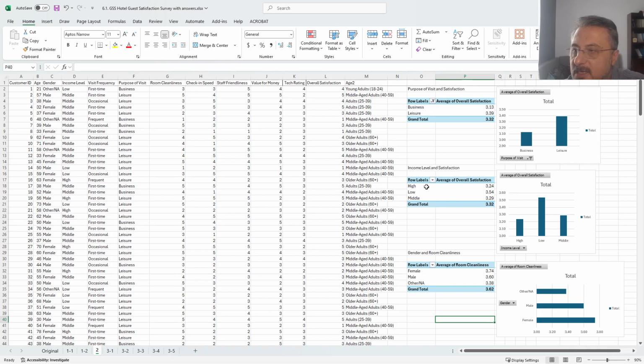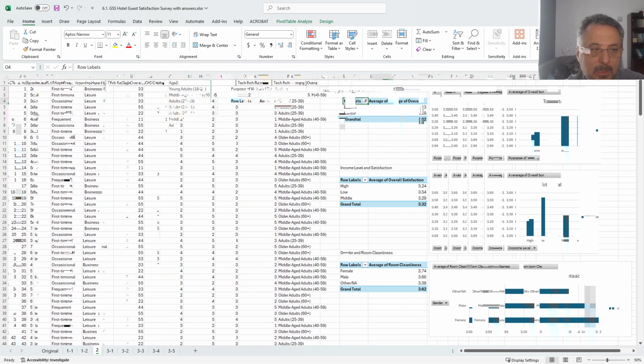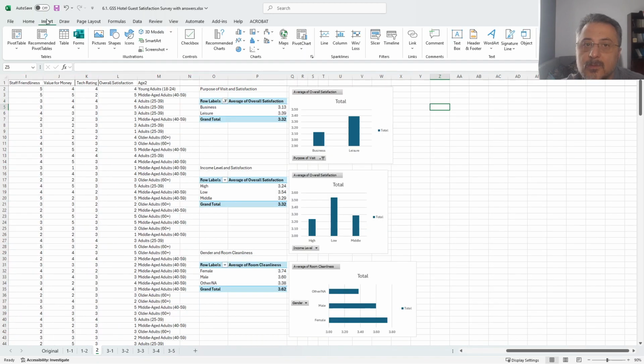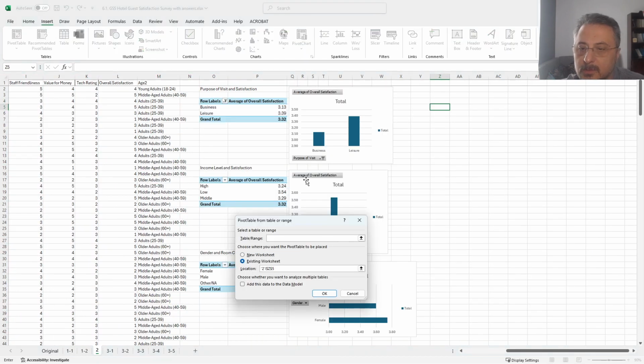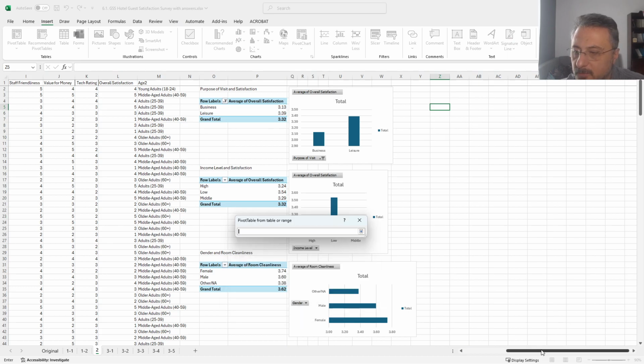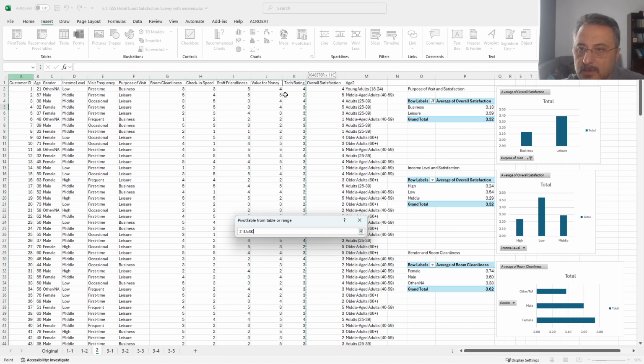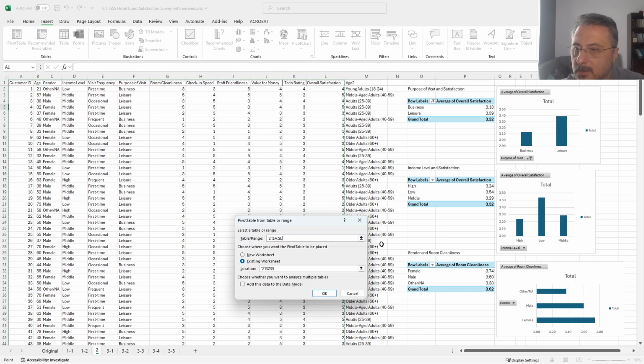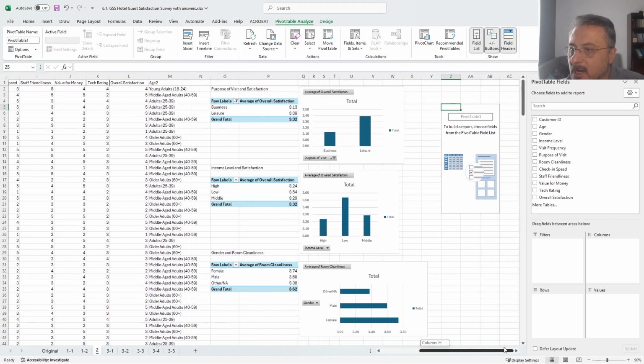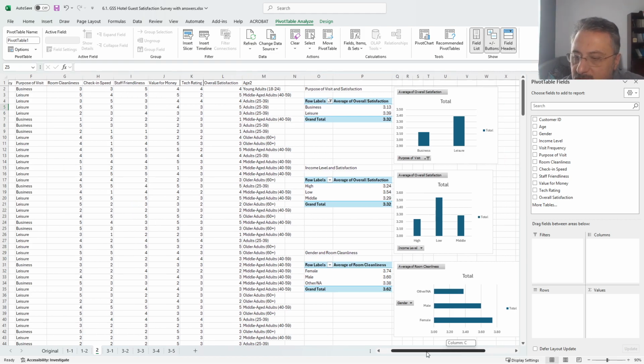Now, in this case, what we did was create pivot tables. Let's say here we want to insert a pivot table. Let's take everything, so it doesn't matter. Existing worksheet. Okay, now what do we want to look at? For example, in this case, we will use purpose of visit, income level, and gender. What else is there?